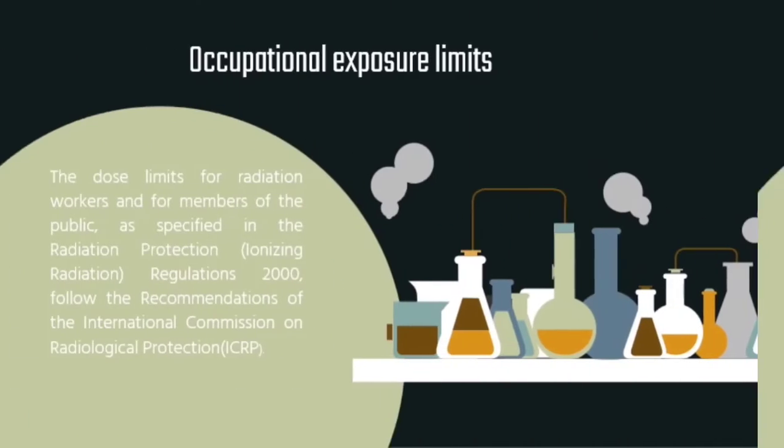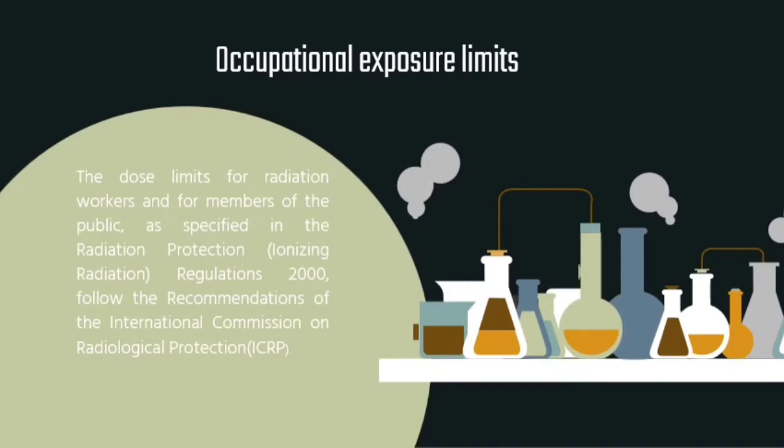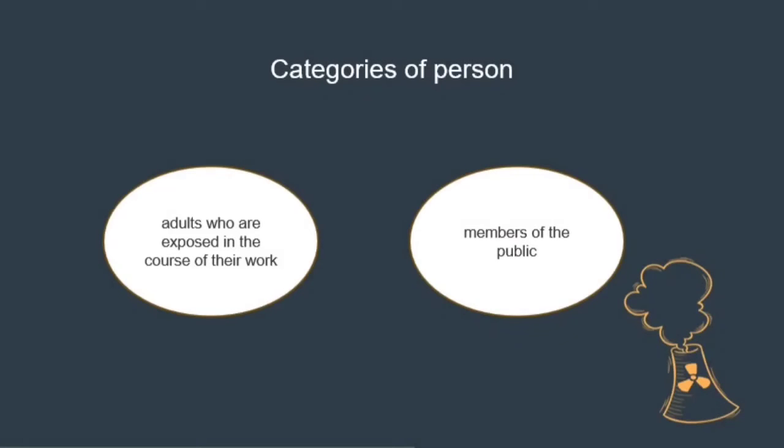Radiation safety. We have the occupational exposure limit. The occupational exposure limit is the dose limit for radiation workers and for members of the public as specified in the Radiation Protection, Ionizing Radiation Regulations 2000, following the recommendation of the International Commission on Radiological Protection, ICRP. Category of person: the first one is adults who are exposed in the course of their work. The second one is a member of the public.